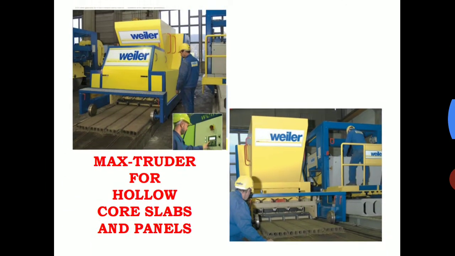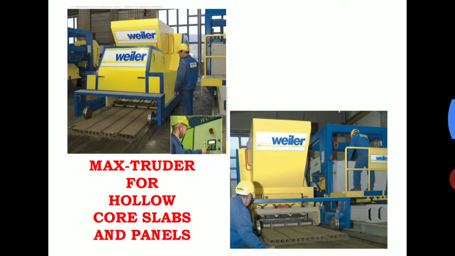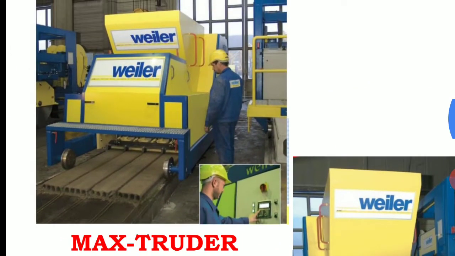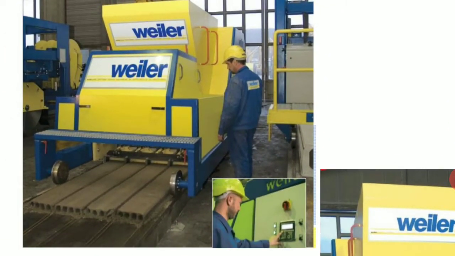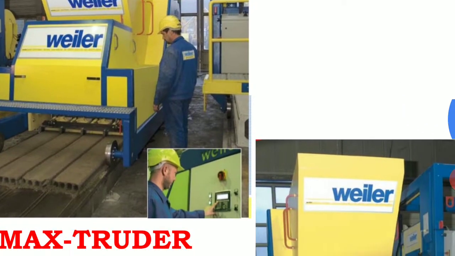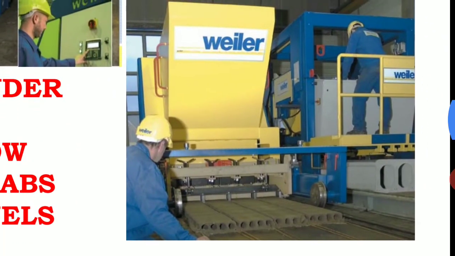Here you can see the max extruder for hollow core slabs and panels. This is mobile production equipment. We can shift this to any place, depending upon our requirement. The entire manufacturing of hollow core slabs as well as panels can be done by using this equipment. This equipment can be used at any place.